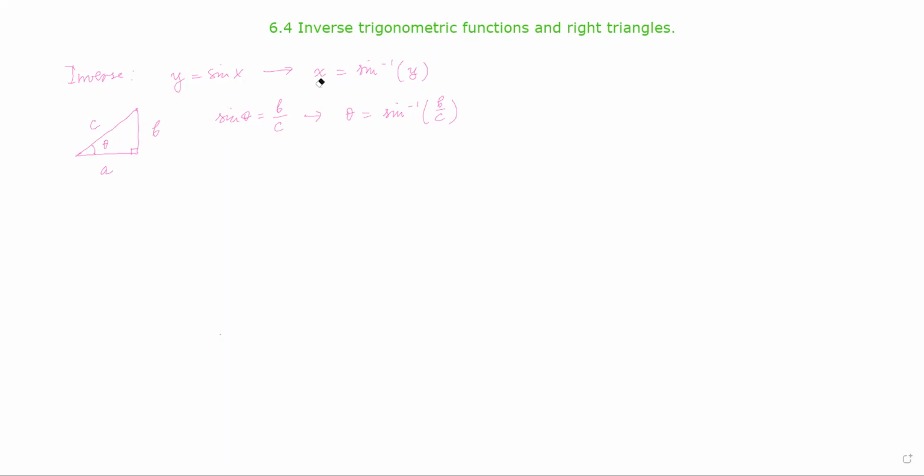Let's consider an example. Let me change the color. I don't like the pink one. Let's use blue. Sorry. Let's start with the example.